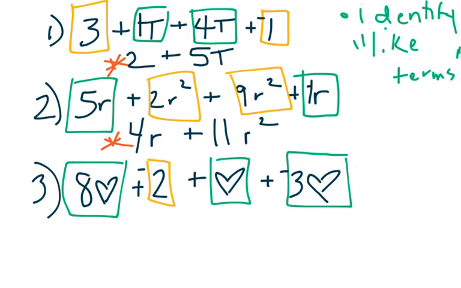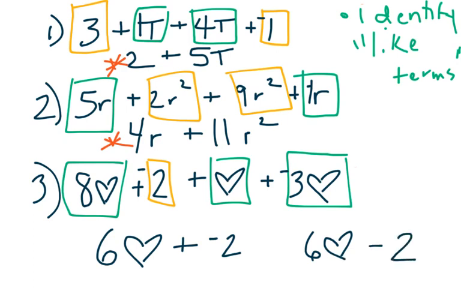Now let's look at number 3. Let's start with those greens. So I've got 8 hearts plus another heart. So that's 9 hearts. Then to that I add a negative 3 hearts, which is the same as minusing 3 hearts. So I'm going to be left with 6 hearts. And then the only other term left is adding the negative 2, or we could say 6 hearts minus 2. Those are equivalent expressions, and those are both in simplest form.